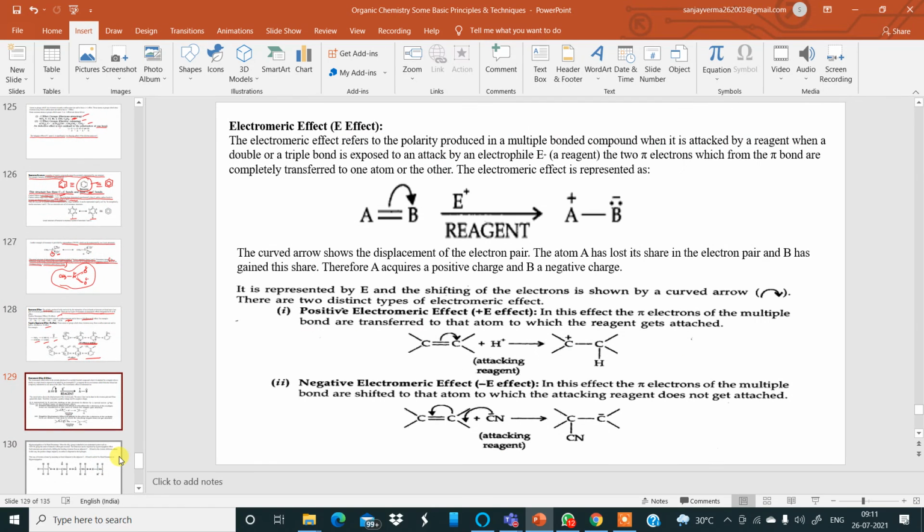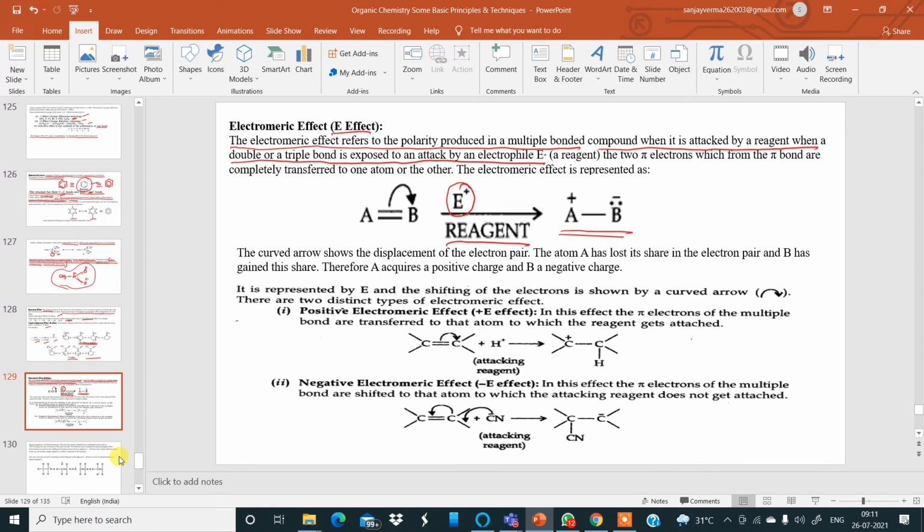Then the electromeric effect, also called the E effect. The electromeric effect refers to the polarity produced in a multiple bond compound when it is attacked by a reagent. When a double or a triple bond is exposed to an attack by an electrophile, E, there is a displacement of pi electrons onto one of the atoms. This causes the production of a species which is polar in nature.